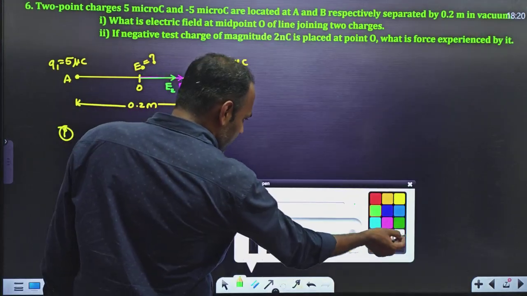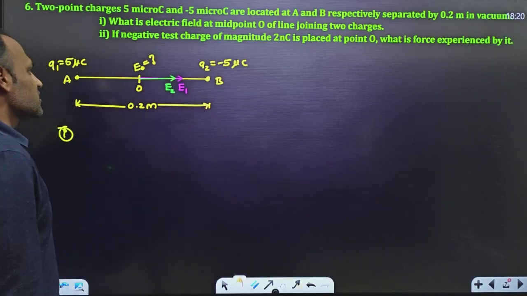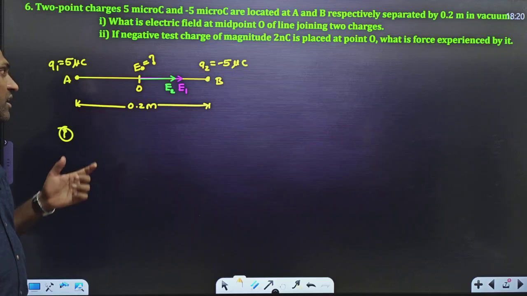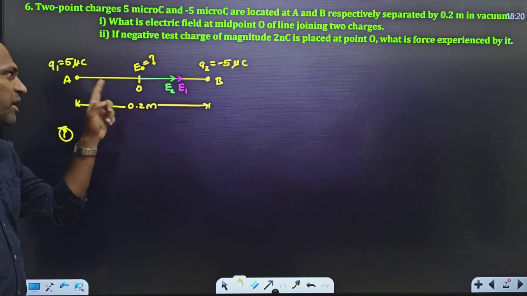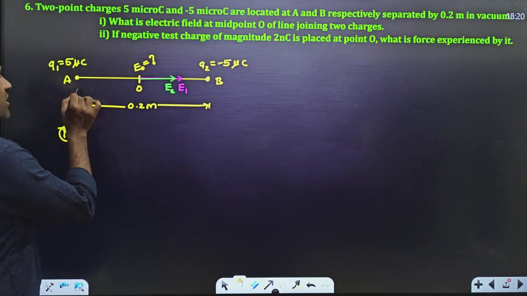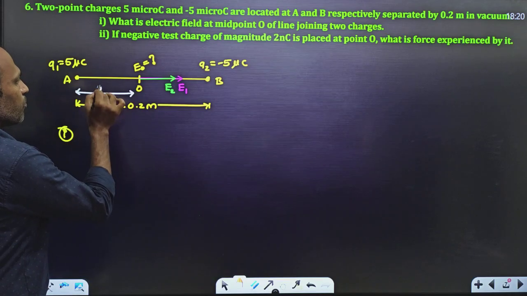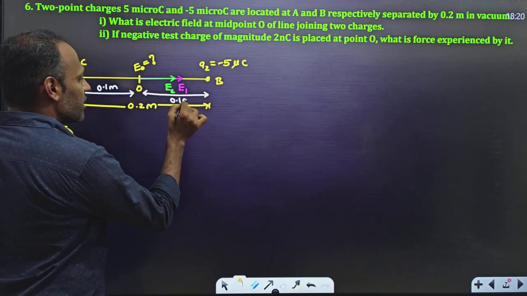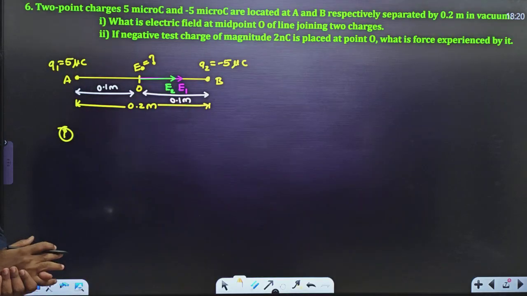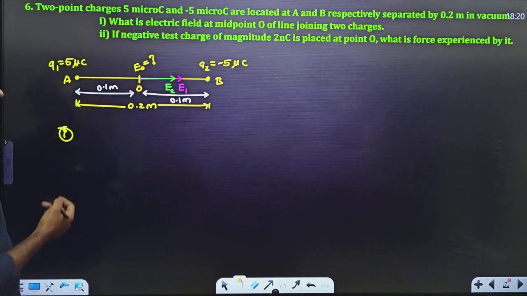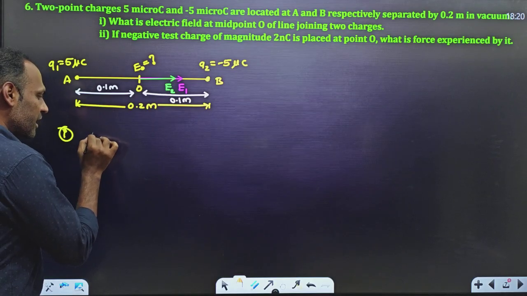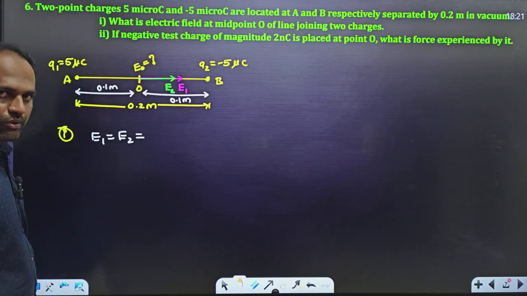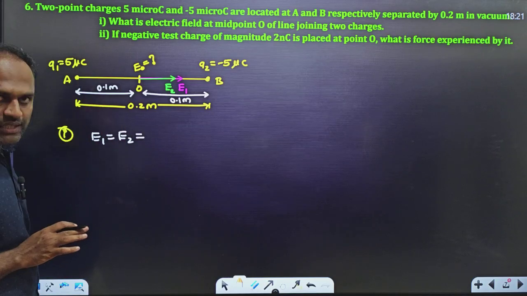Will these both electric fields be the same? Look at the distance as well as charges. Charge is 5 micro, charge is 5 micro, the magnitude is the same. The distance between O and A will be 0.1 meter, and the distance between O and B will be 0.1 meter. Distance is the same, charge is the same, so the fields will be the same. So E1 and E2 both are equal. Let us calculate both together.